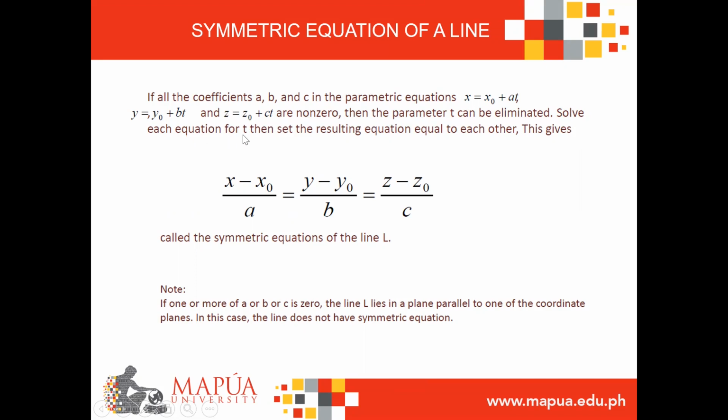Solving each equation for t, then set the resulting equations equal to each other. This gives x minus x sub 0 over a is equal to y minus y sub 0 over b equals z minus z sub 0 over c, called the symmetric equations of the line L. Take note that if one or more of a, b, or c is 0, then the line L lies in a plane parallel to one of the coordinate planes. In this case, the line does not have a symmetric equation.